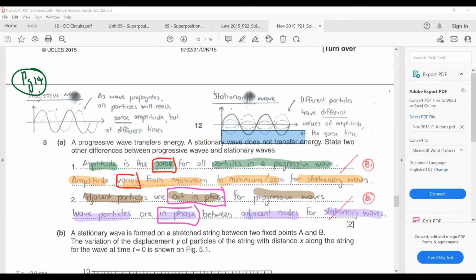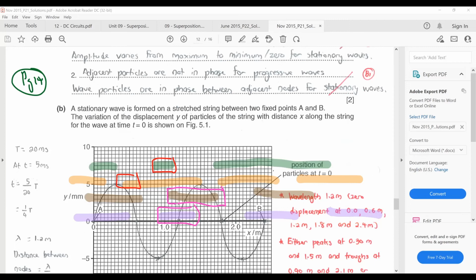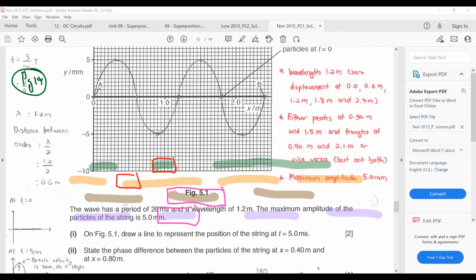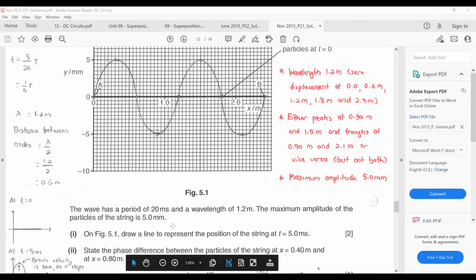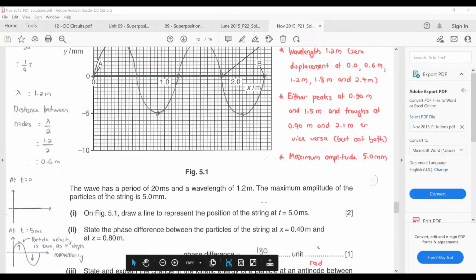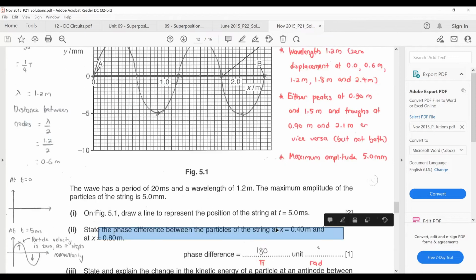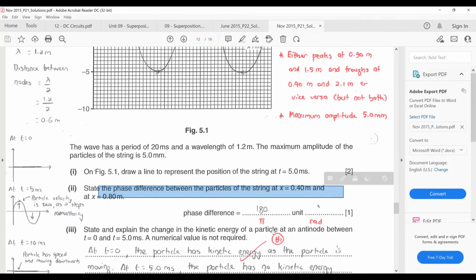Now look at part B. A stationary wave is formed on a stretched string between two points A and B. The variation of the displacement y of the particles of the string with distance x along the string for the wave at time t equals 0 is as shown. The wave has a period of 20 milliseconds and a wavelength of 1.2 meter. The maximum amplitude of the particles of the string is 5 millimeters. On figure 5.1, draw a line to represent the position of the string at t equals 5 milliseconds, and then state the phase difference between the particles of the string at x equals 0.4 meter and at x equals 0.8 meter.